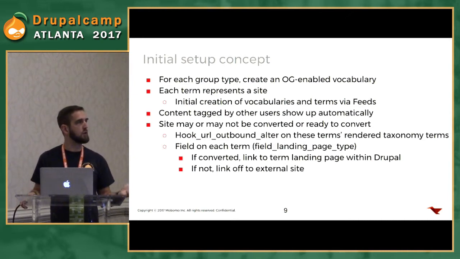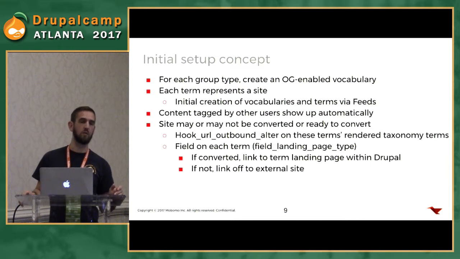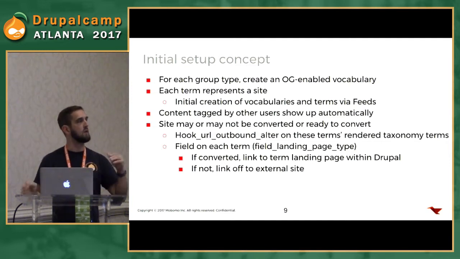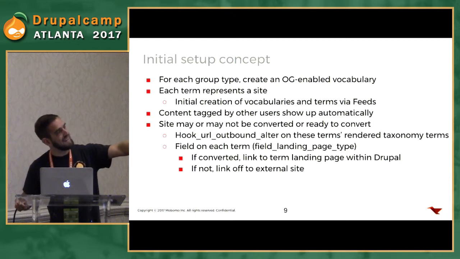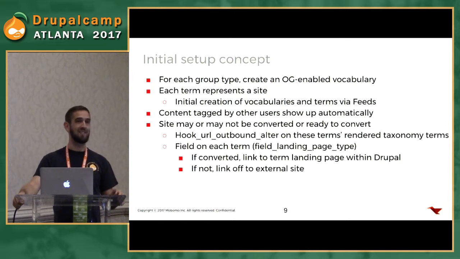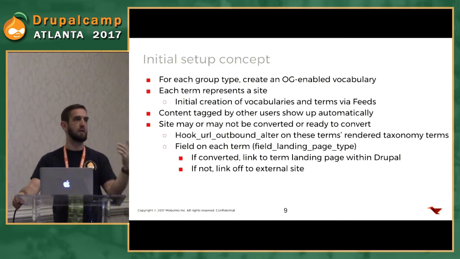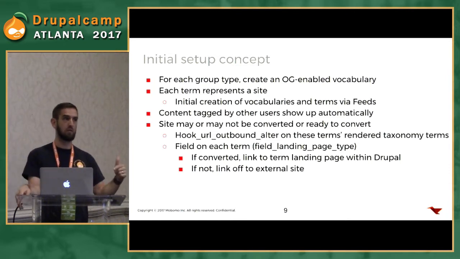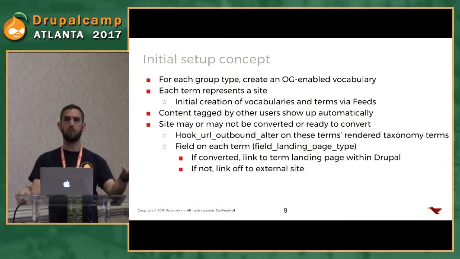So we have this hook URL Outbound Alter that we wrote, which is just what it sounds like. It takes the clickable link for that term, and we look at it and go, okay, does it have, on field landing page type, a field on the term itself? And if it was flagged as external, then we rewrite the link to link off to their current site, which might be ny.water.usgs.gov, right? Until they're ready to convert. And when they're ready to convert, then we can flip them back to internal, and then it just goes to the normal Drupal flow, and so they kind of come back to their internal Drupal world.